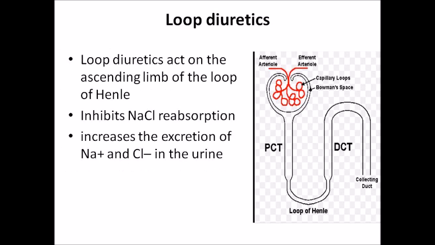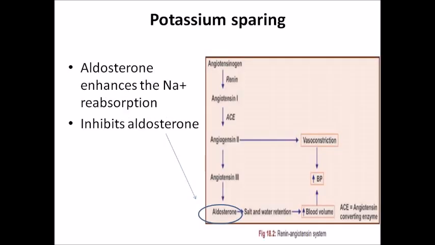Coming to loop diuretics, from the term itself it is clear it acts in the loop of Henle in its ascending limb. Here also the sodium chloride reabsorption is inhibited, meaning this will be excreted. As the excretion of sodium and chloride is increased, water is also lost. That is how loop diuretics act. Coming to potassium sparing, it means the loss of potassium is spared, and it concentrates on the sodium. Aldosterone is a molecule that enhances sodium reabsorption. The potassium sparing diuretics inhibit aldosterone, therefore sodium reabsorption is inhibited and more sodium is lost. Along with that, water is also lost, or diuresis happens.